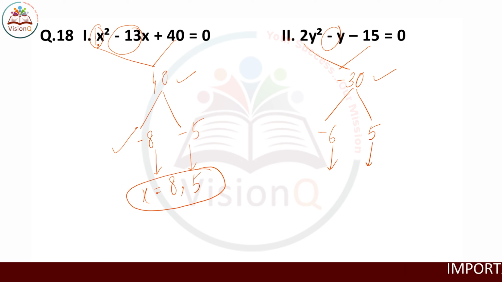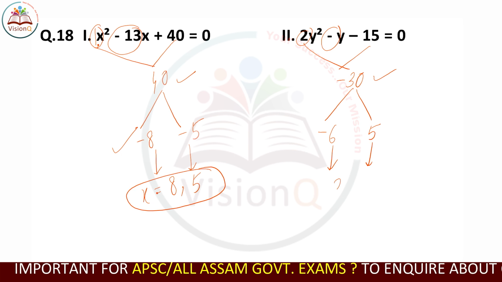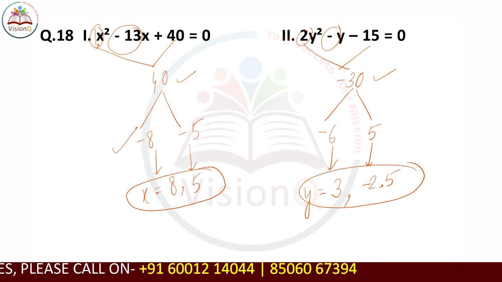In the next step, what to do? Divide both these numbers by a and change the sign. So if I divide 6 by a, a is 2 here, if I divide 6 by 2, I get 3. And if I divide 5 by 2, I get 2.5. But change the sign also. So minus becomes plus and plus becomes minus. So these are the values of y, 3 and minus 2.5.